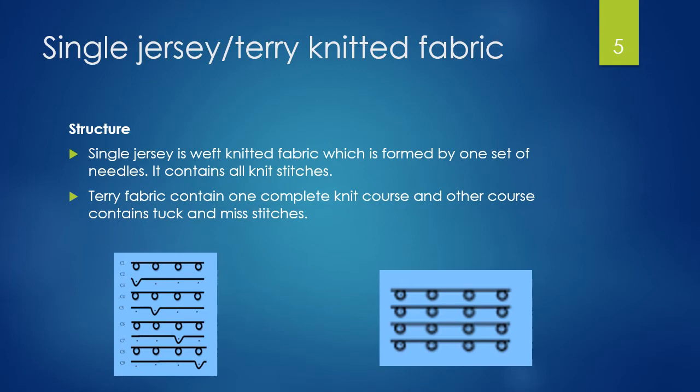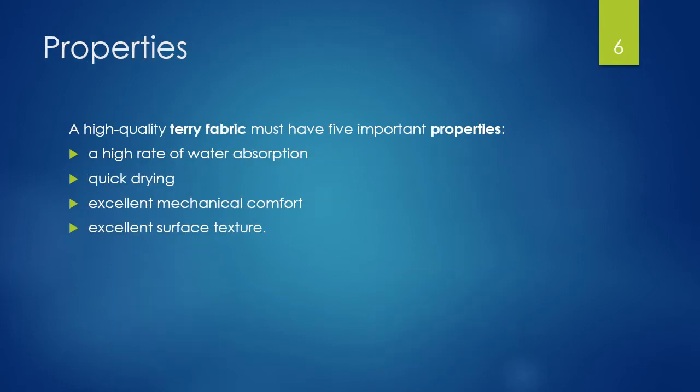So as written on the slide, single jersey is a weft knitted fabric which is formed by one set of needles. It contains all knit stitches. Terry fabric contains one complete knit course, and the other course contains tuck and miss stitches. Basically, the terry fabric structure depends on the tuck and miss stitches and their alternate positions. So basically, terry fabric and single jersey fabric are used for manufacturing of trousers. In the next slide, here are the properties of terry and single jersey fabric.